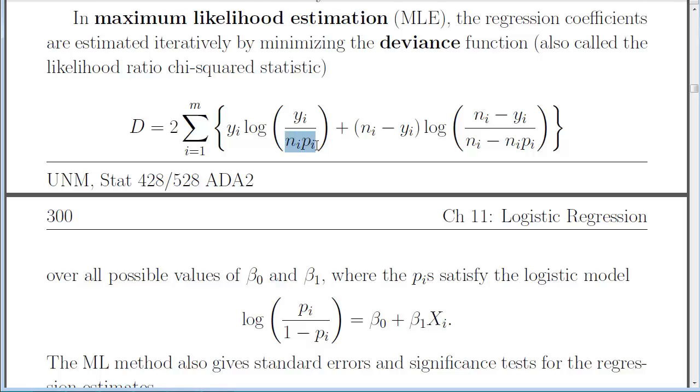Say we have a model that doesn't fit the data well, then n times p is not going to be close to y. And when this ratio is far from 1, then this logarithm can grow big, either in the negative direction or the positive direction. And same thing over here. And so as those deviances get large, then we're not really fitting the data well. So we will have a test in a moment that asks whether the deviance function is small. And if the deviance function gets too large, that is evidence of model lack of fit.